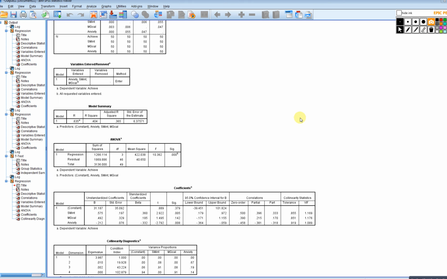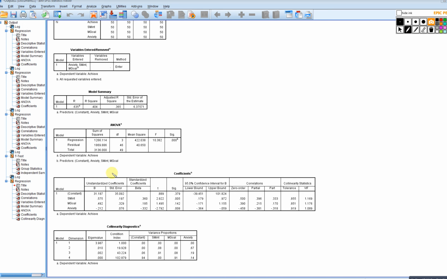Scrolling down, you'll notice that we have each of our predictors: subject matter interest, mastery goals, and anxiety as our predictor variables. In the first line we have the constant, which is the intercept. Then for each of these we have our unstandardized partial regression coefficients. In a nutshell, the predicted scores on Y that are predicted by our independent variables can be written out as follows.